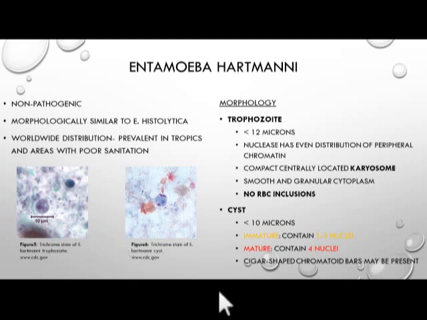The cyst stage is also quite a bit smaller, less than 10 microns, but it has 1 to 3 nuclei on the immature side, up to 4 nuclei as the cyst stage matures. Like Entamoeba histolytica, it can also have a cigar-shaped chromatoid bar present, so that's not a good characteristic to distinguish it from the more clinically relevant Entamoeba histolytica.